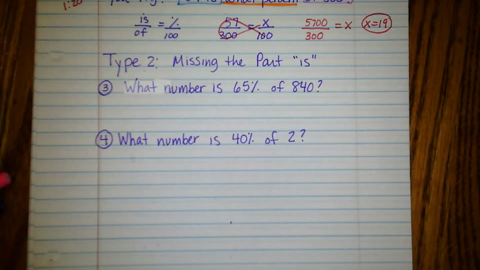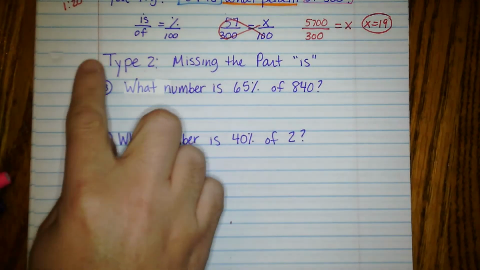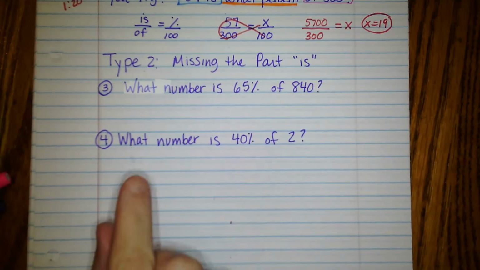All right, our type 2 is when you're missing the part of the problem, and that is the is section. So the part represents not the total amount, but just a piece of it or a part of it. And that's where the is goes. So what we're going to do is we're going to take a look at what we know.